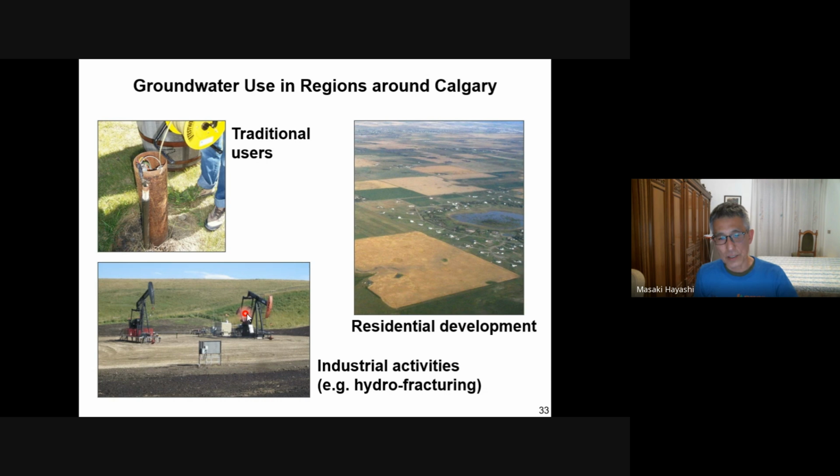And then there are industrial activities. The infamous one is what we call fracking, hydrofracking to extract more oil and gas. Alberta is the capital of oil production in Canada. So there's lots of this going on, and this requires a lot of water.